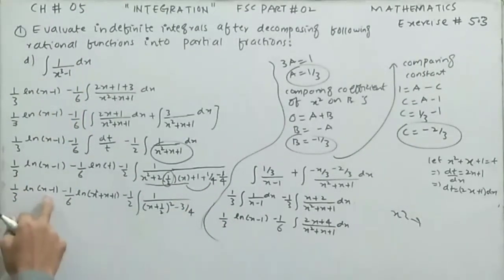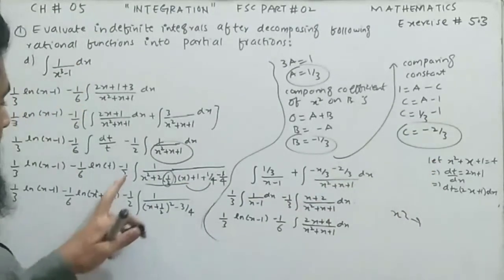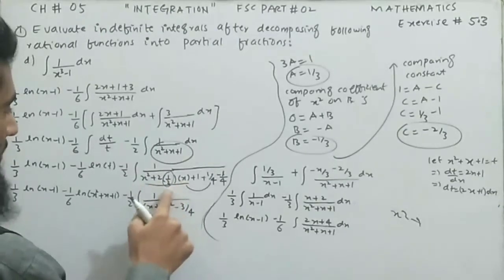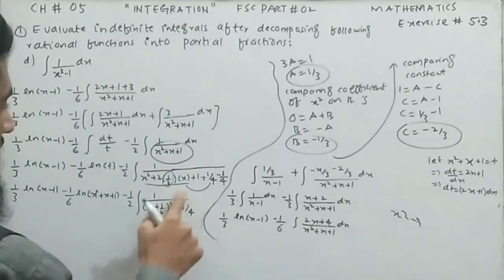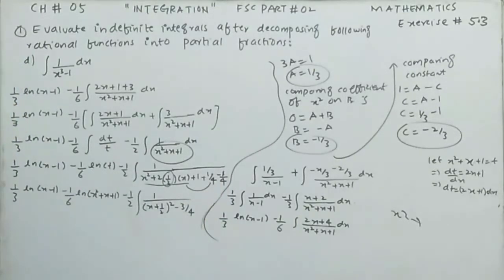So it becomes 1 over 3 into ln of x minus 1, minus 1 by 6 ln of t, which is actually x square plus x plus 1, minus 1 by 2 integral of, over here the formula a square plus 2ab plus b square gives us a plus b whole square, and 1 minus 1 by 4 gives us 3 by 4. I will solve it further to the required solution.